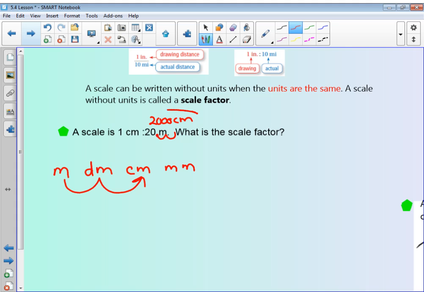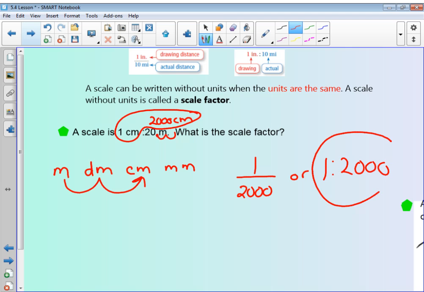centimeters. So now I have these in the same unit. So my scale factor would be 1 over 2,000. Or you could write it out like this, 1 to 2,000. I know usually this is the way I've seen it whenever they've done a scale factor, as I've seen it with the colon versus in the fraction format.